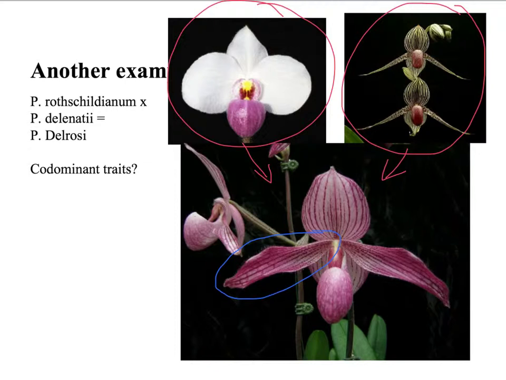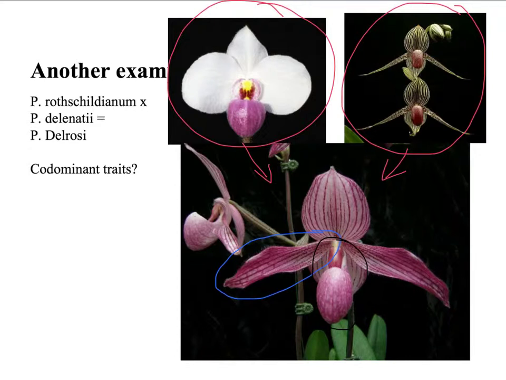The labellum, or the lip at the front, I'll give myself a different colour here. The labellum at the front, that doesn't show up terribly well, but never mind. The labellum at the front is sort of a combination of the two. It's much more rounded than Rothschildianum's, but is longer and slightly more angular than we would expect to see in Delanatii.